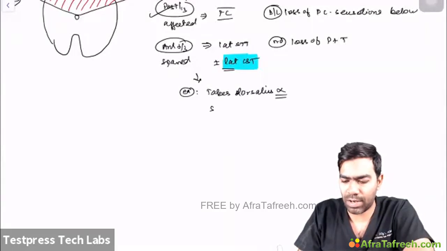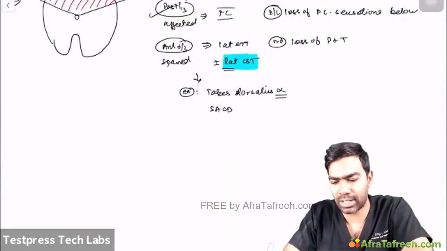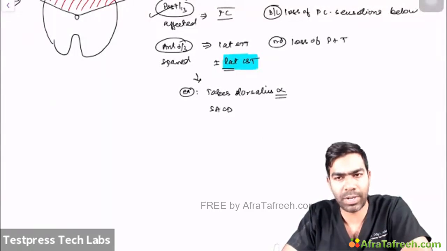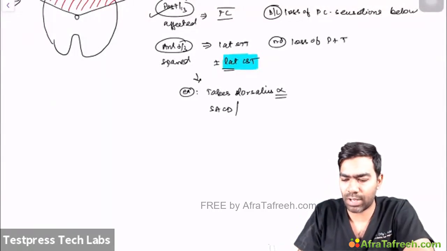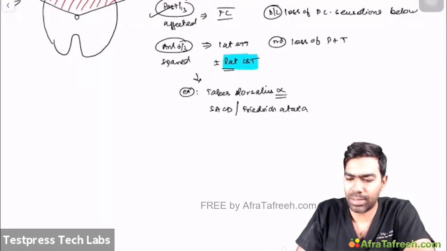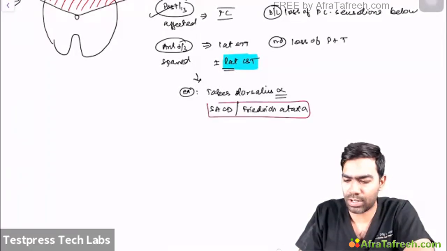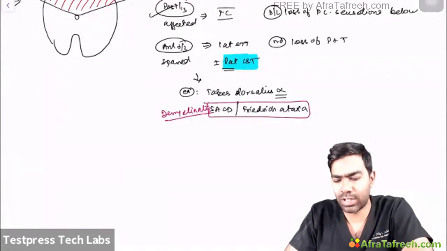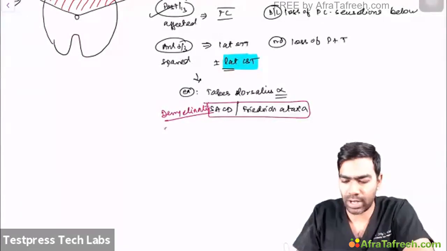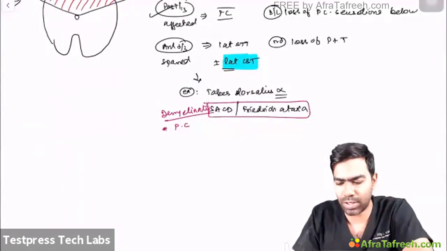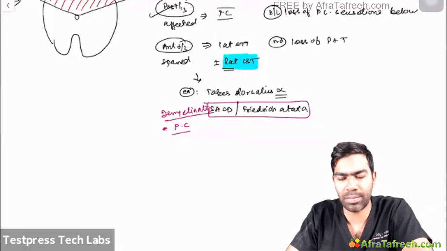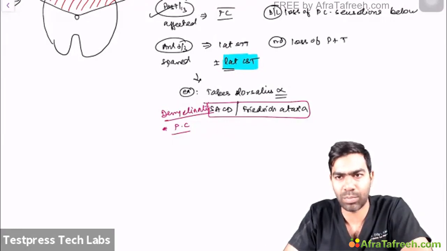And apart from that, we have two diseases that are very common in the modern setting. One is SACD, that is subacute combined degeneration of the spinal cord. And we also have Friedreich ataxia. Remember, both are basically demyelinating disorders, which we have discussed already. So demyelination usually involves the tracts that are heavily myelinated. There are two tracts that are heavily myelinated. Of course, the most heavily myelinated tract is the posterior column. So any demyelinating disorder of the spinal cord will definitely affect the posterior column.